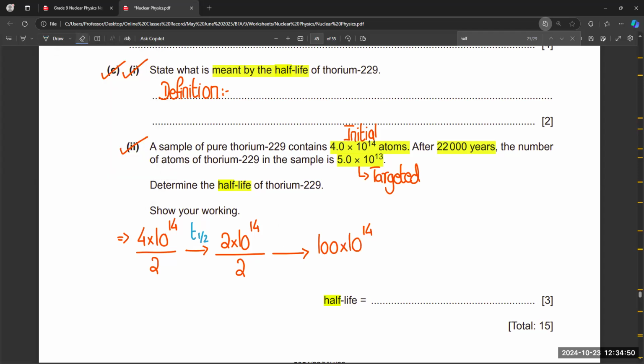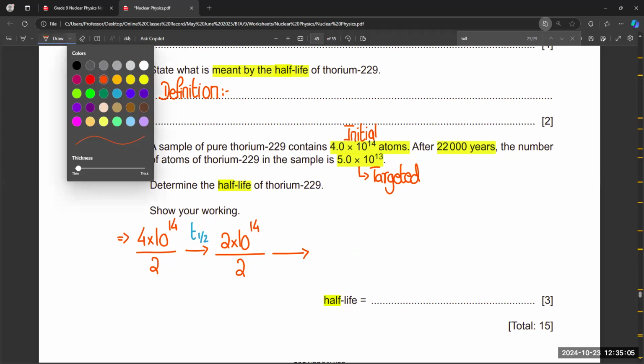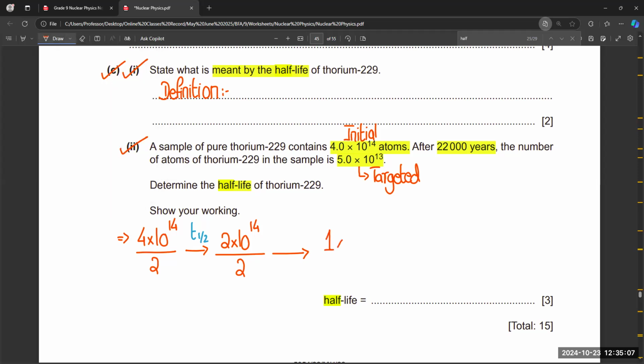Sir, how would we get 100? Oh sorry, 1 exponent 12, or 100 exponent, sorry, I just mentioned. Sir, can you tell what's the formula again? It's a little confusing right now.